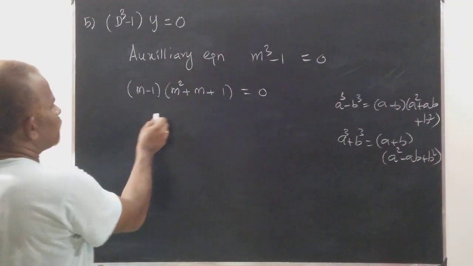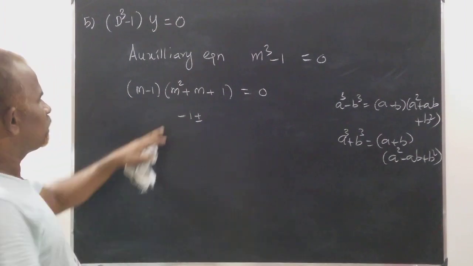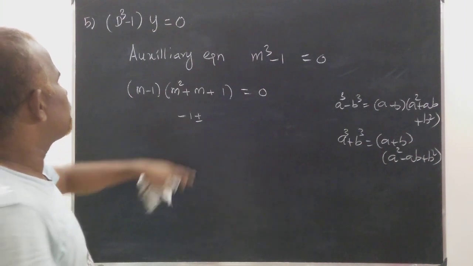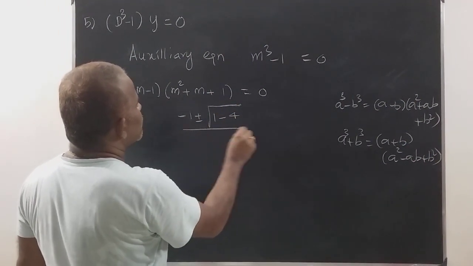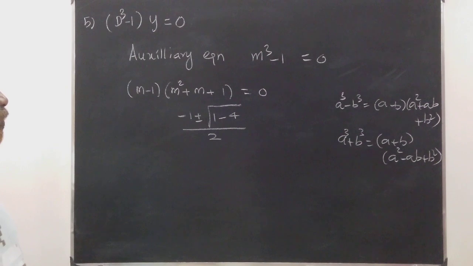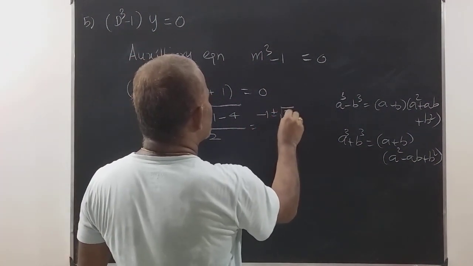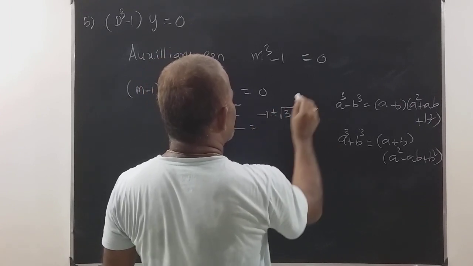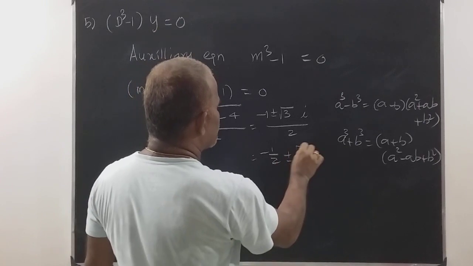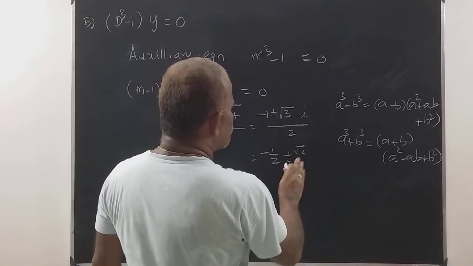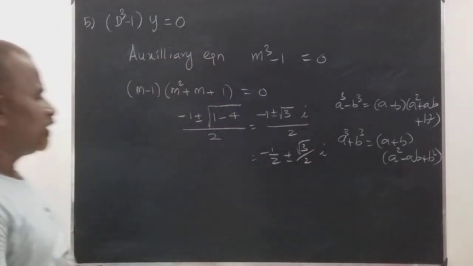Okay. So therefore I can find minus b plus or minus root of b square minus 4ac divided by 2a. So this is equal to minus 1 plus or minus square root of 3 into i divided by 2. So therefore minus 1 by 2 plus or minus root 3 by 2 into i.